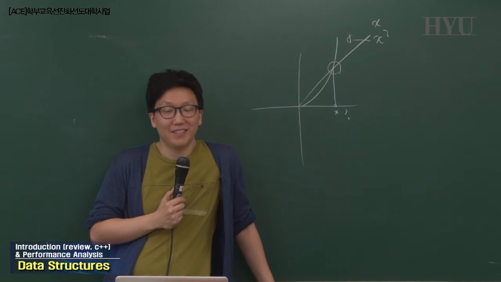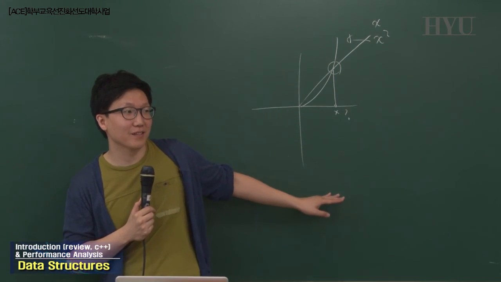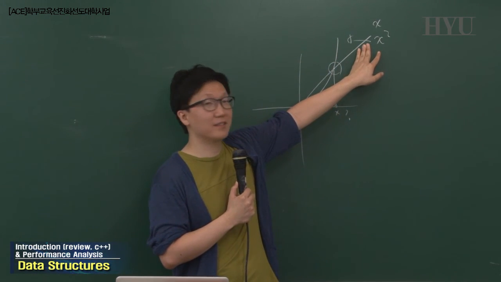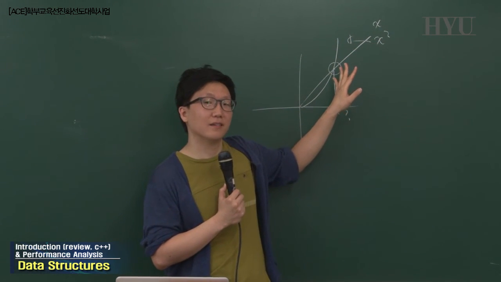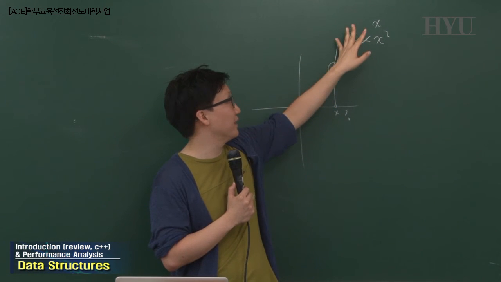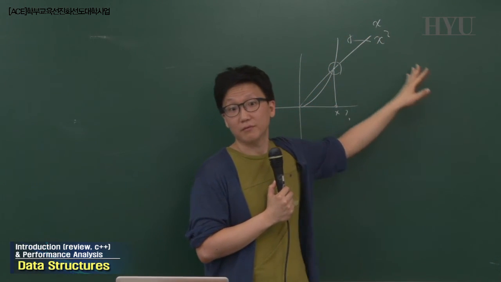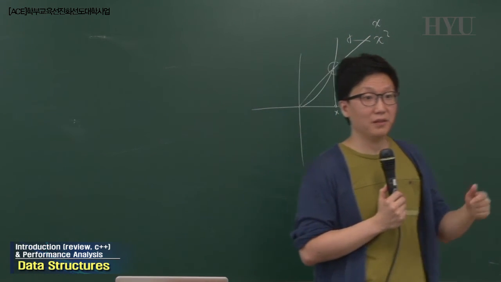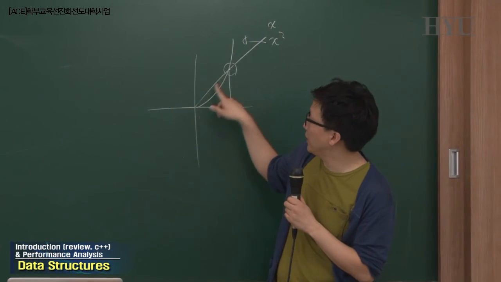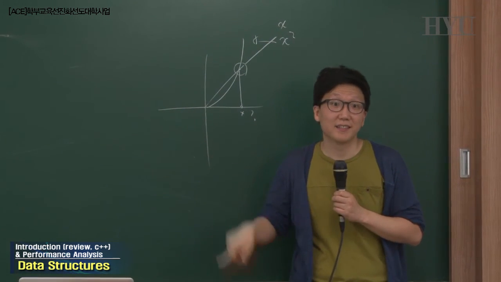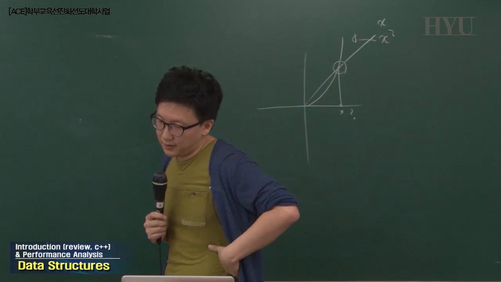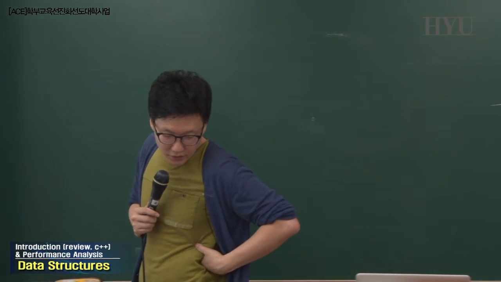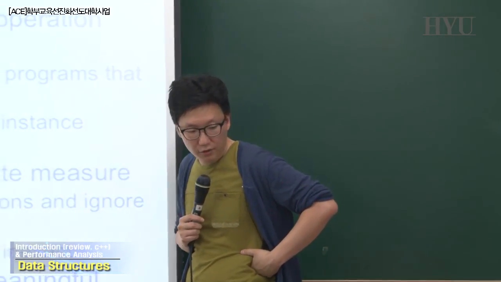I'm asking you these questions. This is algorithm 1. Let's say this is algorithm 2. At which point will this algorithm exceed algorithm 1? That might be the value of n at this point.